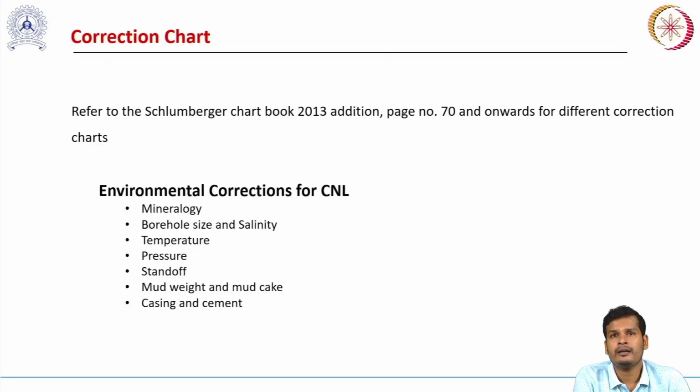Although I have discussed the correction chart in the start, for example, for the resistivity logging tool, even for the density logging tool. These correction charts are nothing but records of different simulation experiments or experimental data or field data to give us a relationship between the borehole size, mud properties, the formation condition, the pressure temperature condition, and their effect on our log reading. So you can refer to this book, which I have mentioned also earlier. You can go to the Schlumberger chart book 2013 edition and see the different correction charts developed for the neutron logging tool and how they are applied.